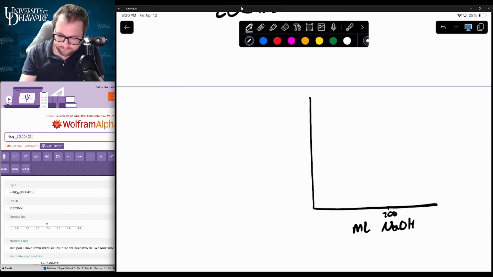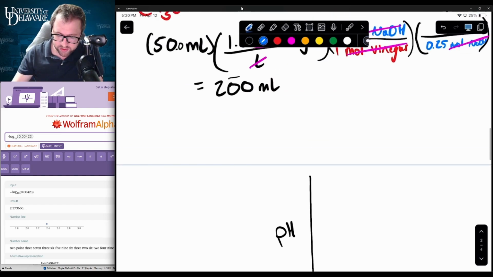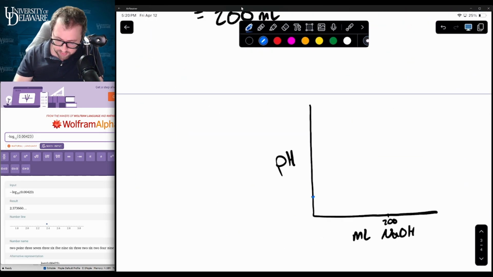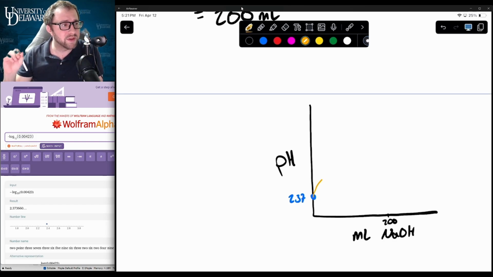So in this case, I'm talking about milliliters of NaOH, and I'm just going to put 200 here. We already determined that our pH should start at 2.37, right? And what's interesting about this buffer is we're going to see a quick increase in pH as we add sodium hydroxide.